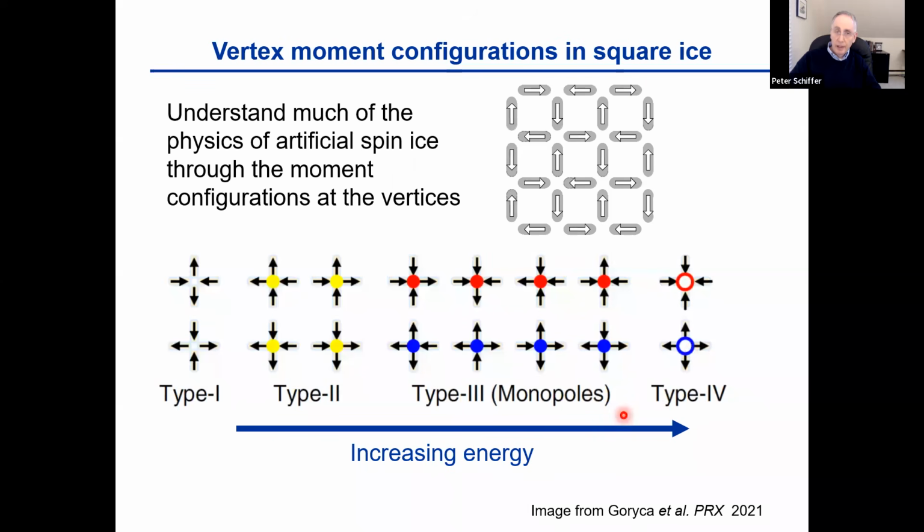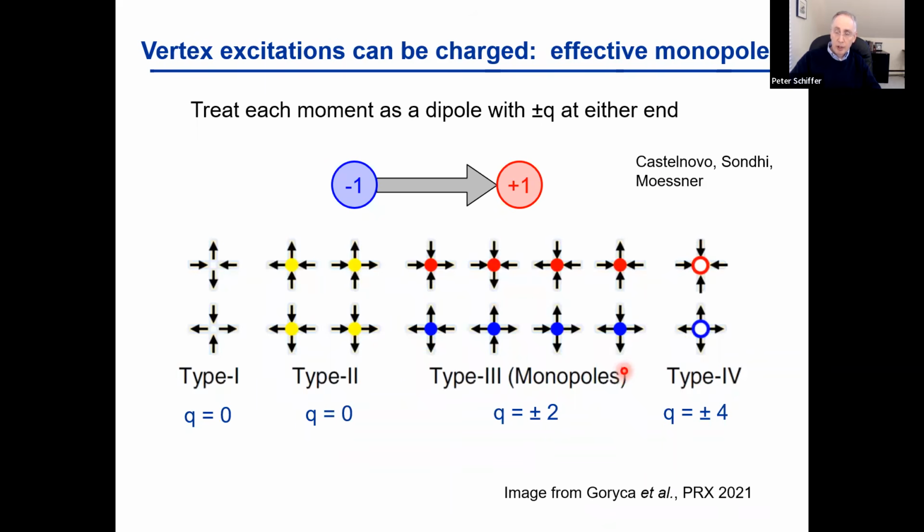And you can do something clever here, which Claudio Castelnovo, Shivaji Sondhi and Roderich Moessner came up with for real spin ice and was adopted for artificial spin ice very quickly: you can start talking about the vertices as having effective magnetic charges. Those of you who recently took or taught first year physics might remember that a dipole can be thought of as a bar with a charge on either end. You can think of these little nanomagnets as having charge on either end, in which case the vertex where they converge has a net charge.